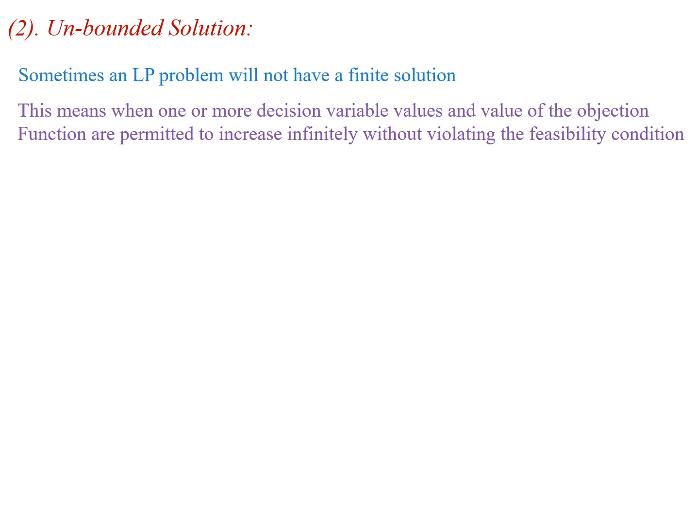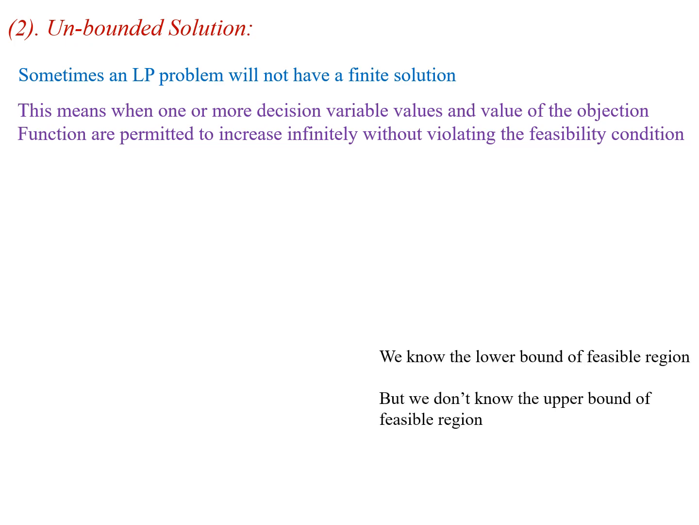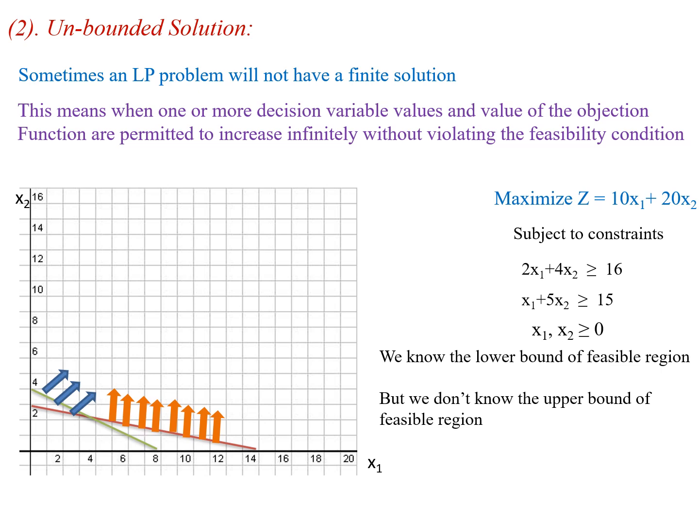Next we will discuss the second special condition, that is the unbounded solution. Sometimes a linear programming problem will not have a finite solution. It means it will form an infinite feasible region. So let's see here with one example problem.